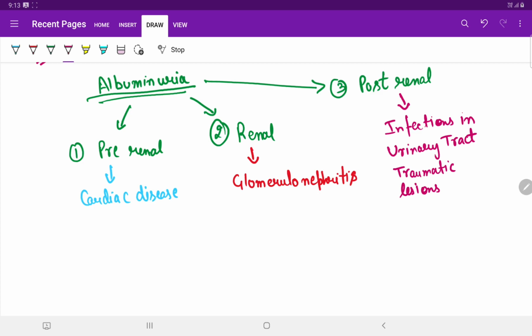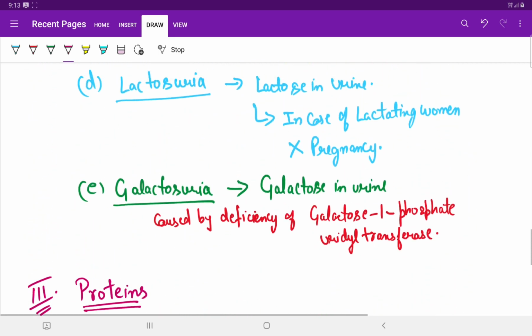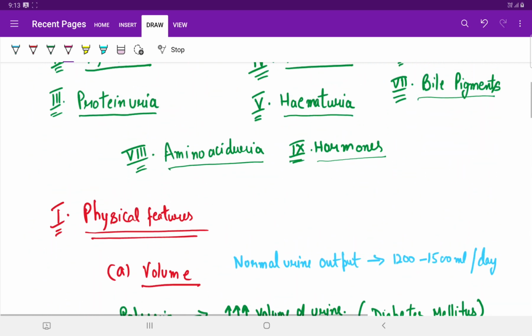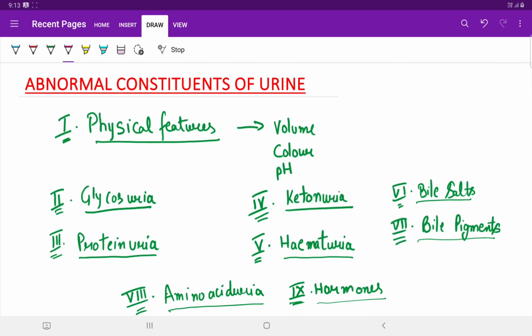So students, this was all regarding glycosuria and proteinuria. In our next class, we shall be covering the other points such as ketonuria, hematuria, and bile salts. Till then, revise these and understand how the abnormal constituents of urine have diagnostic interpretation of various pathological conditions.